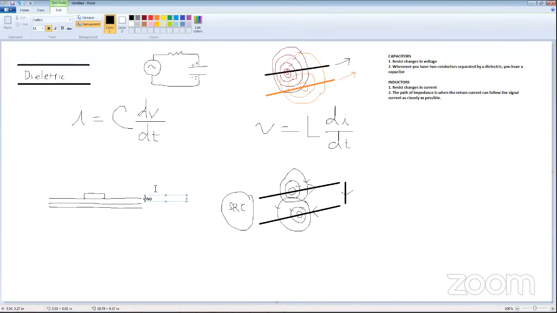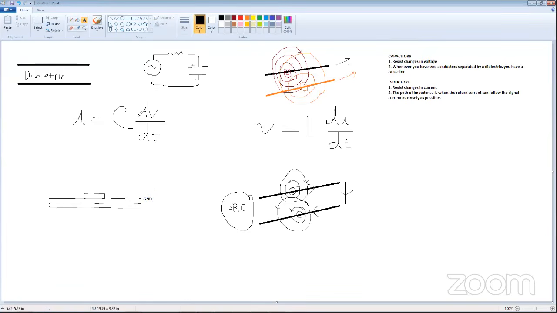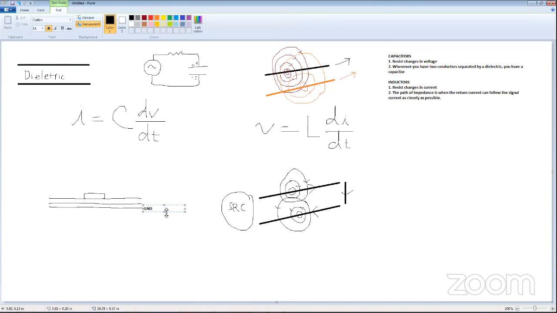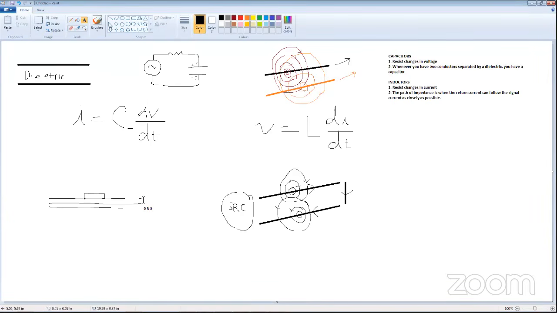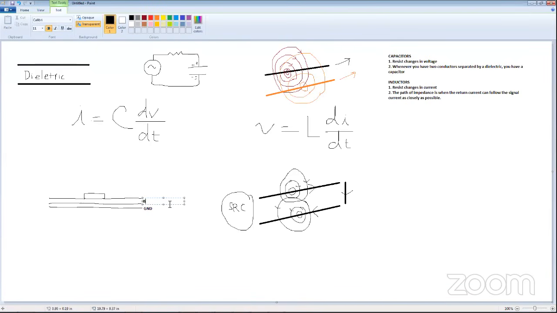Let me just, okay. So right here, that's ground. Okay. That's the board thickness right there. The dielectric? FR4 typically. Let's make it a little bit wider. There we go.